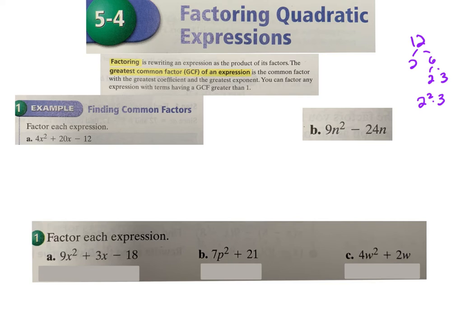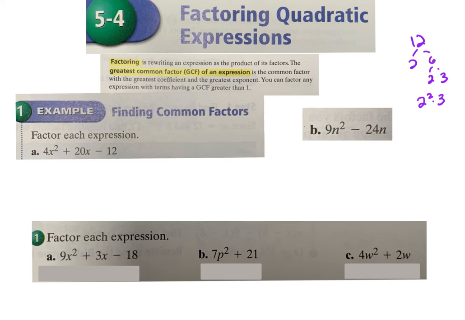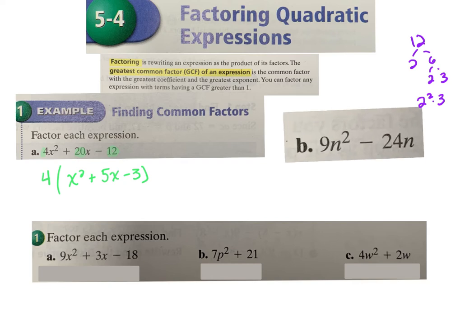And so with these, you're just looking across the board. Can I take something out that is common to all of them? If I look at this first one, the first thing I'm going to look at are my numbers. I'm going to look at the 4, the 20, and the 12 and say, do they have anything in common? Well, yes, they do. What's in common to all of those numbers? A 4. And so you put that on the outside, and you divide everything on the inside by that 4. So I have 4x squared divided by 4. That's just x squared. The 20 divided by 4, that's 5x. And the 12 divided by 4, that's just your 3. And so that's factoring.